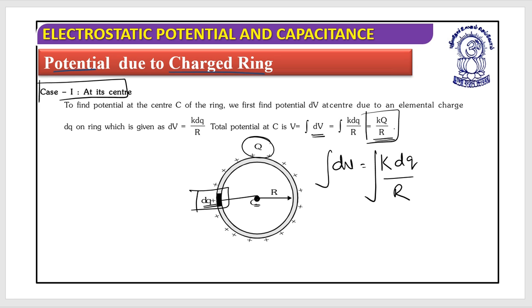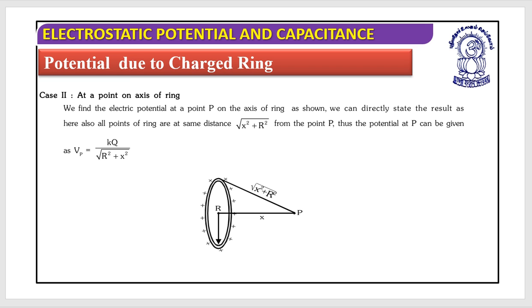Are you done with this? Are you sure? Okay. So the potential due to a charged ring at its center is kQ by r. Now let's find out the next. I need to find out the potential due to the charged ring at this point. This is point P, and this point is on the axis of the ring.